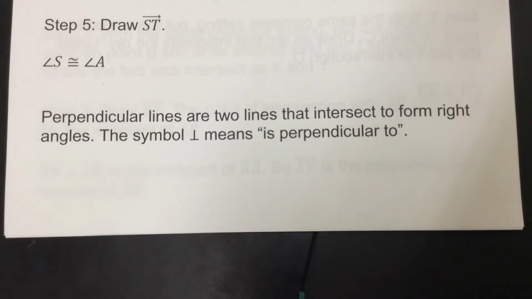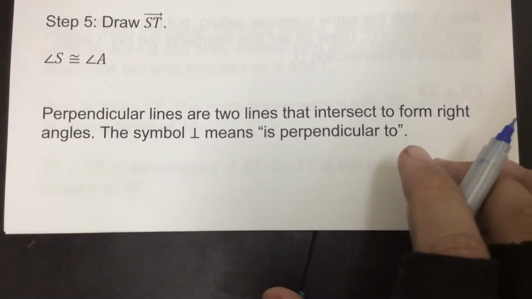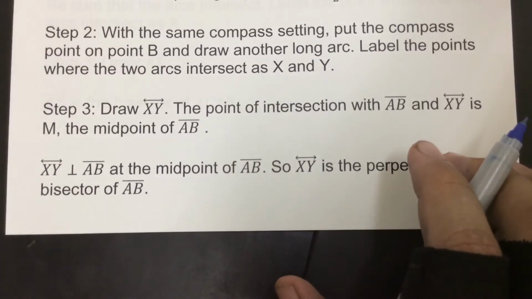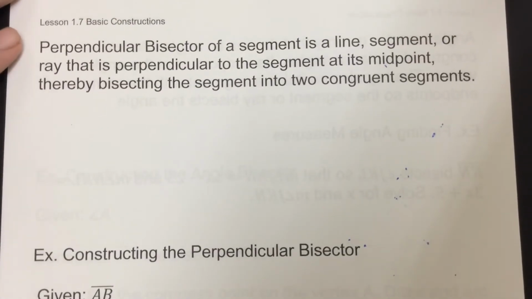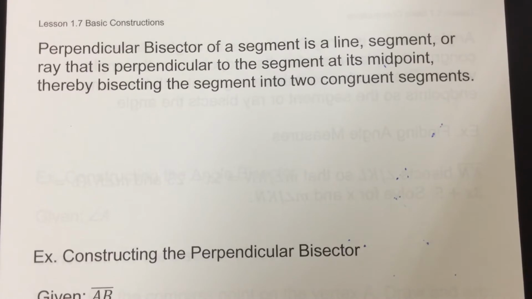Now, as you see, perpendicular lines. This is something we haven't talked about yet in class, but perpendicular lines are two lines that intersect to form right angles. Typically we use the symbol of an upside down T, which means is perpendicular to. More importantly, we're going to be dealing with a perpendicular bisector. Perpendicular means we're going to cross at 90. Bisector means we're going to cut it in half. So it's a line, a segment, or another ray that's perpendicular to the segment at the midpoint, thereby bisecting the segment into two congruent segments. So it cuts through at a 90-degree angle, splitting it in half.